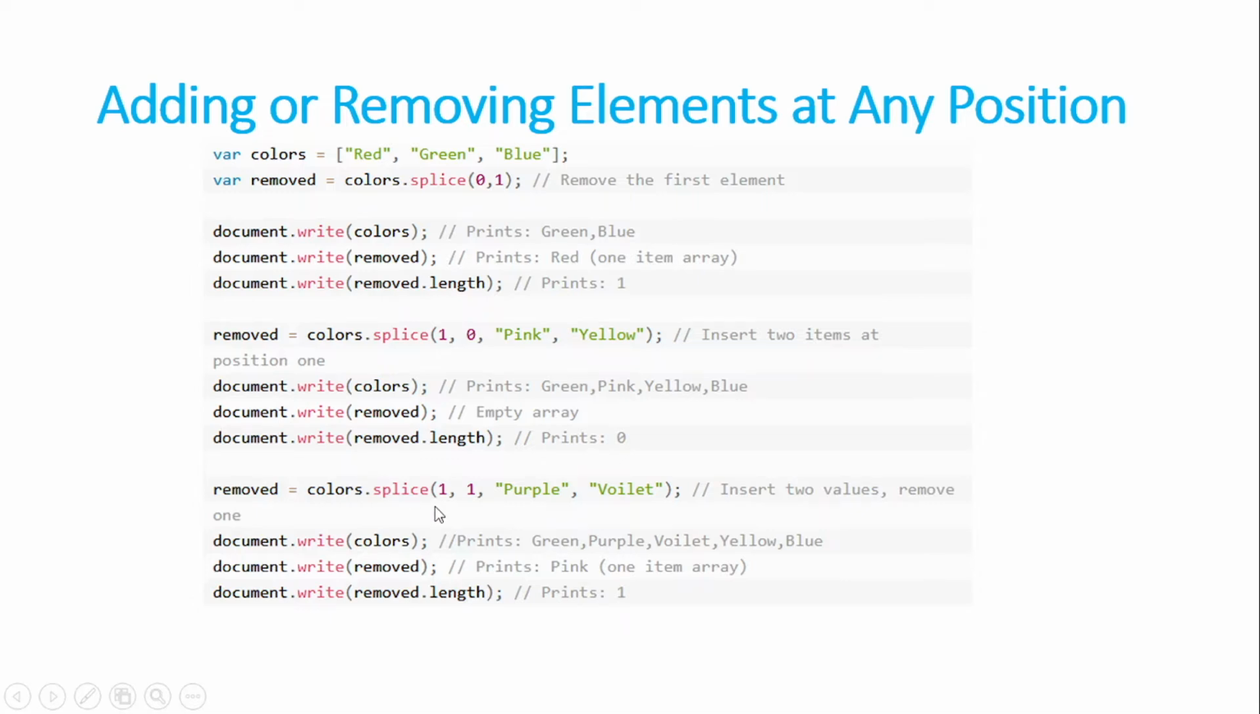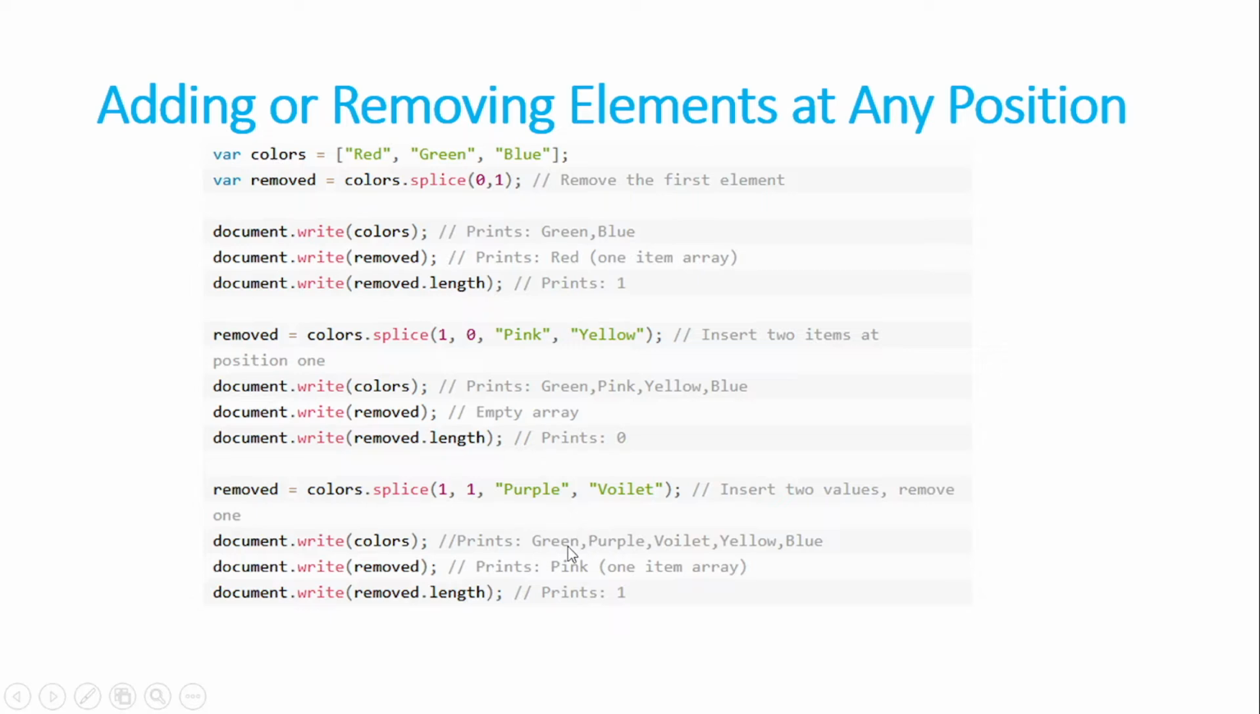Similarly, we can also insert two elements and remove one element like this. We can also do like this. So we can specify the elements that we want to add, and we can also specify the elements that we want to remove. So we specified one here, which means we want to remove the pink element, and we want to add these two elements. After removing this, we have to add this purple and violet.